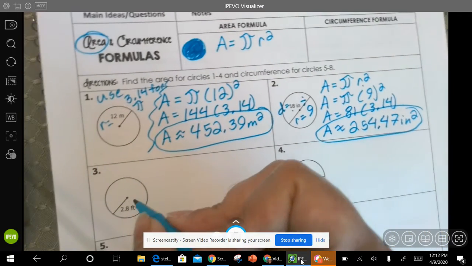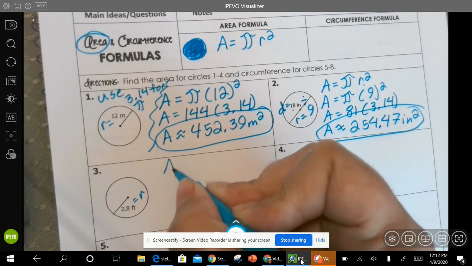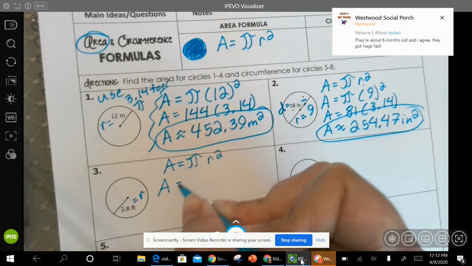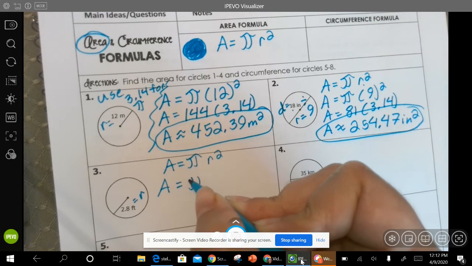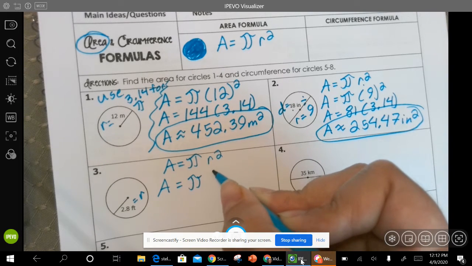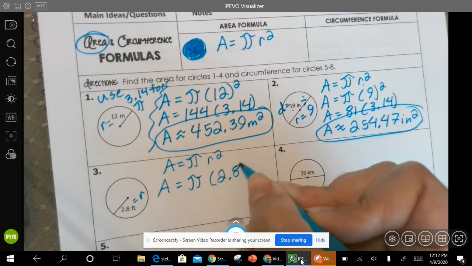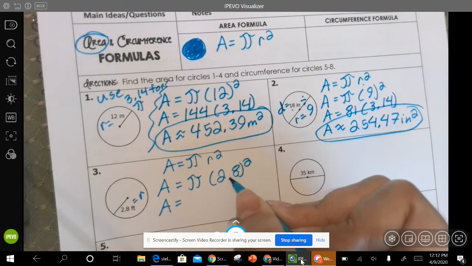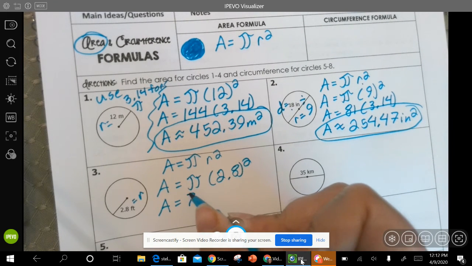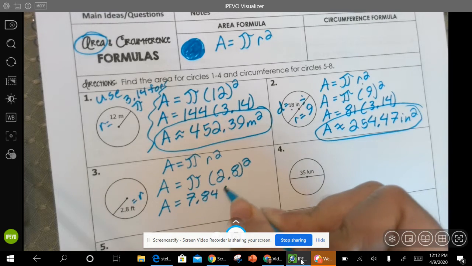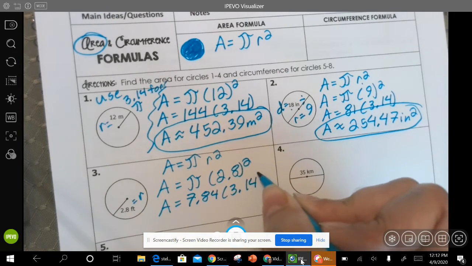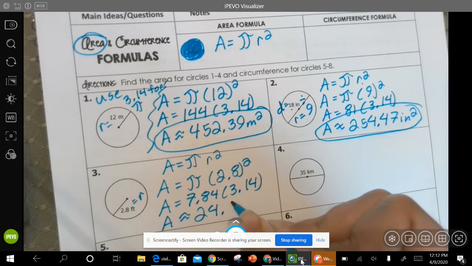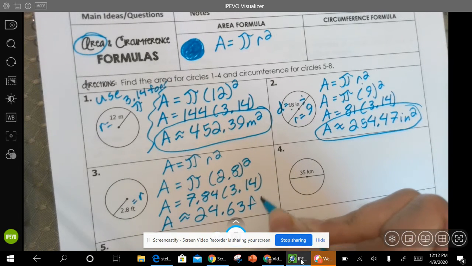Again, for this one we have the radius. So area is equal to pi r squared. It's going to be pi times 2.8 squared. 2.8 times 2.8 is 7.84, times 3.14. So the area is approximately 24.6176 feet squared.